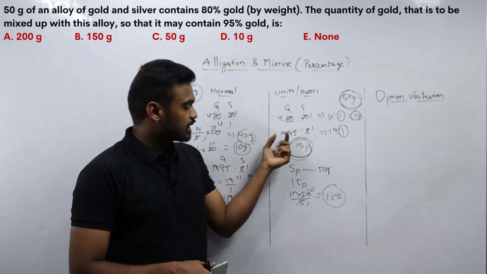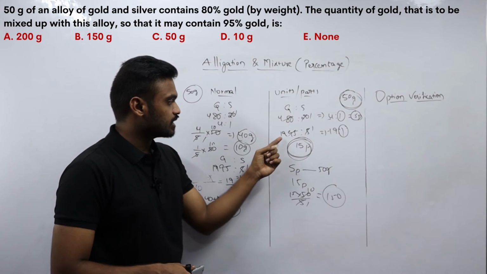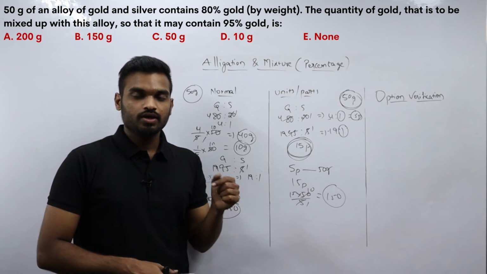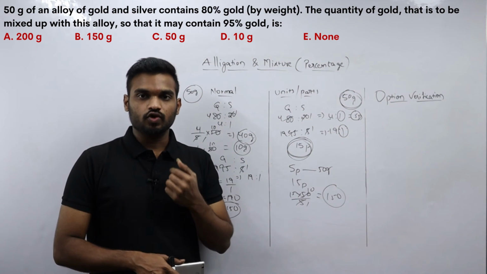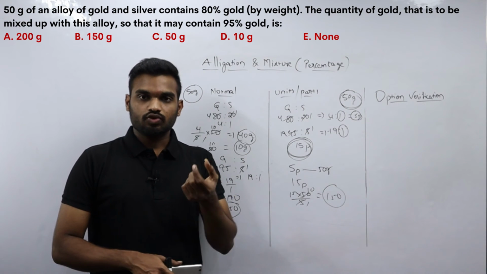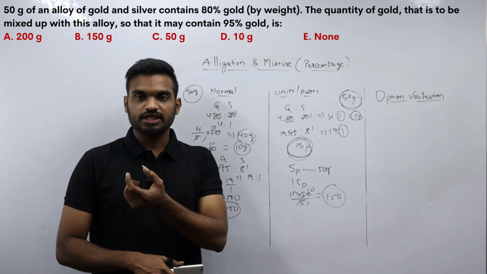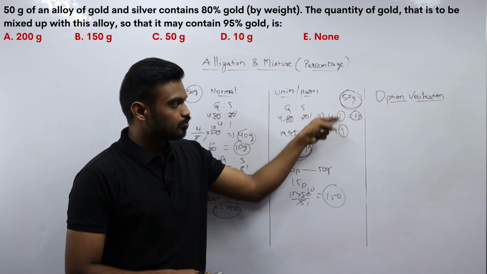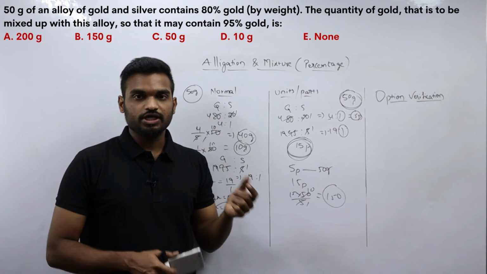So after adding some grams of gold, the total gold quantity becomes 95%. So the ratio is 19:1. Now we are adding only some part of gold. We are not adding any part of silver to the total mixture. So the quantity of silver in the first quantity and also second quantity needs to be same. So here the quantity of silver is same in both the cases, so we don't want to equate them.